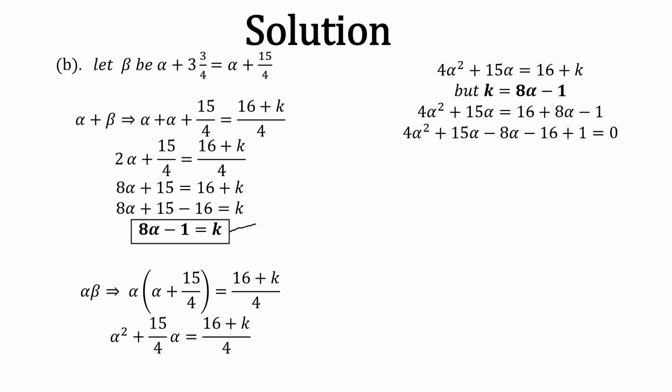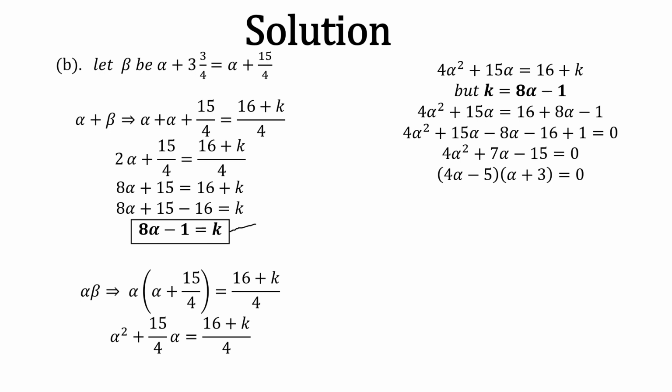Well, let's arrange it once and for all. So let's associate those with alphas. Okay, so 15 alpha minus 8 alpha, we get 7 alpha. Then minus 16 plus 1, we get minus 15. So our new expression is 4 alpha squared plus 7 alpha minus 15 is equal to 0. The factors of this quadratic equation are (4 alpha minus 5)(alpha plus 3) is equal to 0.